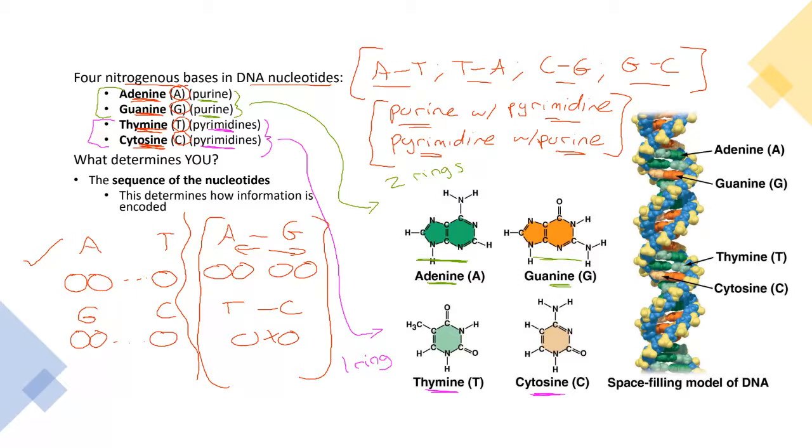Now, what determines you? I'm going to erase this really quick. The sequence in your DNA, the sequence of nucleotides. So, for example, I'm going to write a gene: A, T, T, C, C, G, G, A. That's a gene. That's a sequence. That sequence is going to determine your proteins. It's going to determine what you look like.